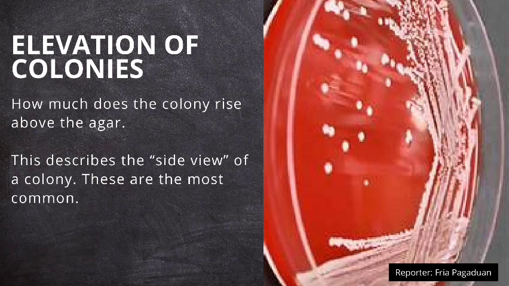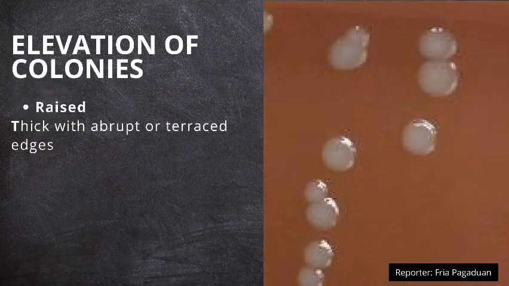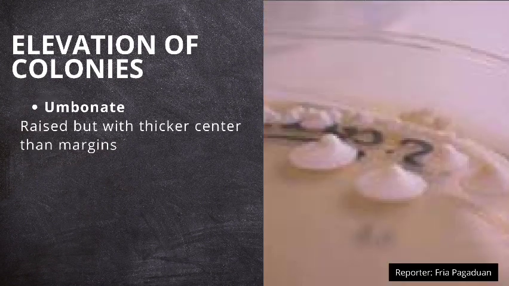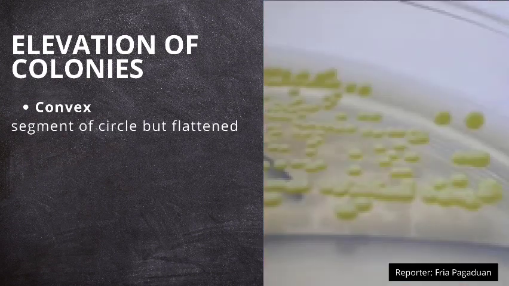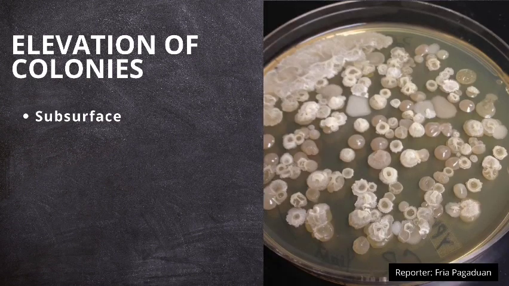We also have six common elevations of colonies. First, flat, meaning level with no high hills or other raised parts. Raised, thick with abrupt or terraced edges. Umbonate, raised but with a thicker center than the margins, just like a mountain. Convex, a segment of a circle but flattened. Effuse, thin, veiny, unusual spreading. And lastly, we have subsurface.